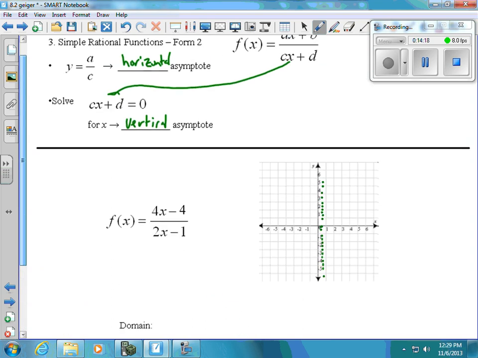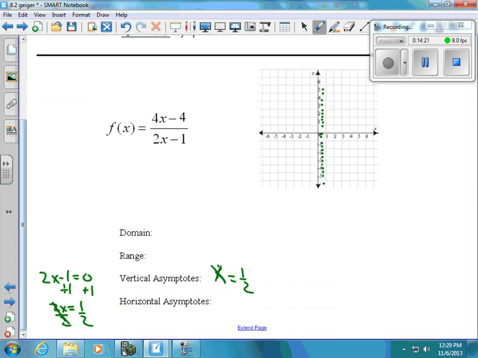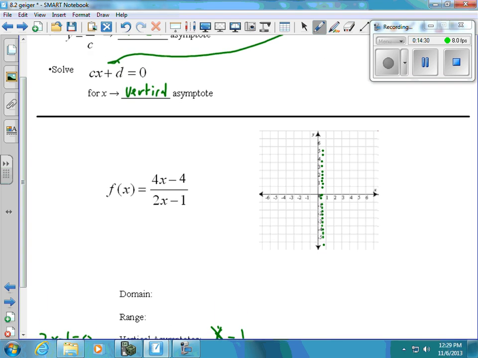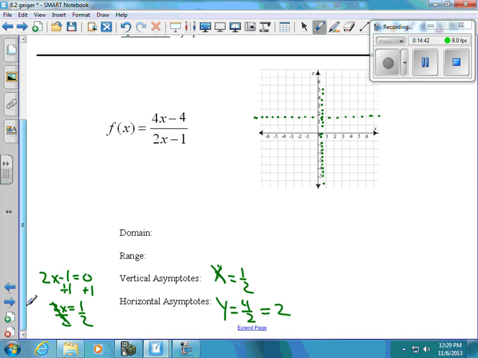Horizontal asymptote. Remember, that's a over c. Well, our a and our c are 4 and 2. So y equals 4 over 2, which is just 2. Same as what we had in the last one. So there it is. We've shifted right 1/2 and up 2. What is our domain and our range? Well, our domain is all real numbers where x is not 1/2. And our range is all real numbers where y is not equal to 2.